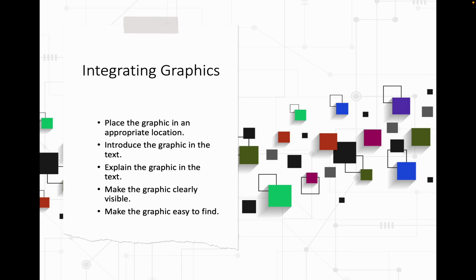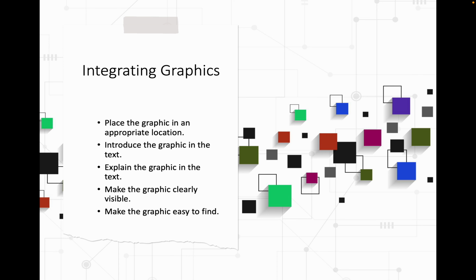So let's talk about how you integrate graphics into your document. So the first thing that you're going to do is place the graphic in an appropriate location. If a particular graphic matches up with a particular paragraph, it should be close to that paragraph. You're going to introduce the graphic in the text. So according to the chart as seen here, and then explain what it is or why you've used that.